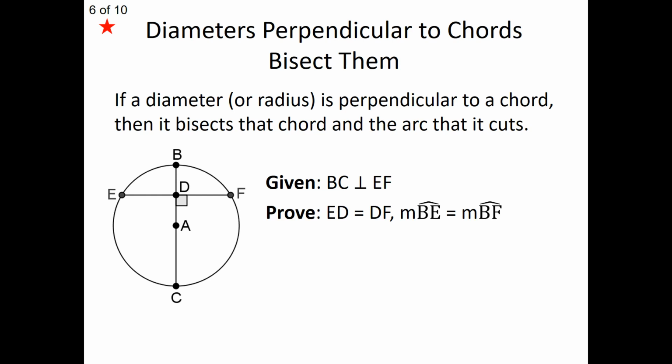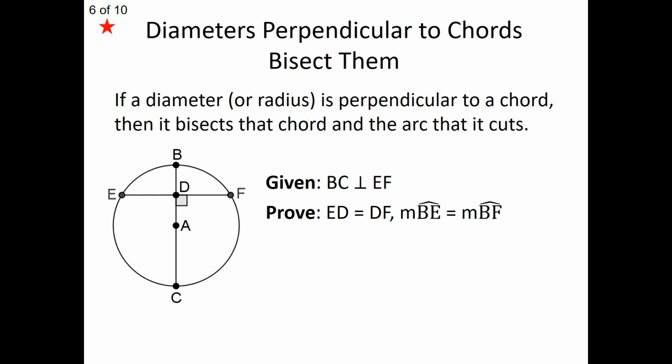So in the diagram, we're actually given two pieces of information. First off, I did leave quite a bit out of our given just because it would be a whole lot. Let's just boil it down to some of the initial thoughts that we need for this. So what we're actually given is a diameter BC. We're also given a non-diameter chord, EF. And we're given that BC is perpendicular to that chord EF.